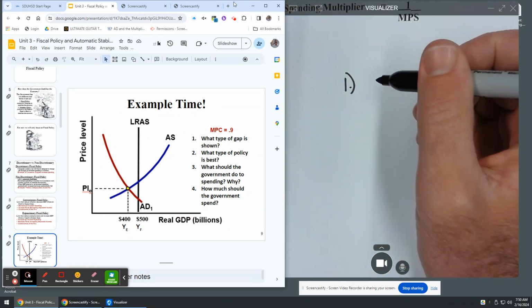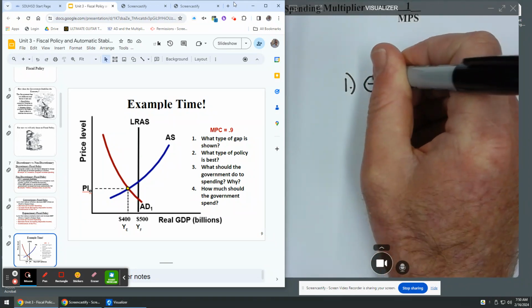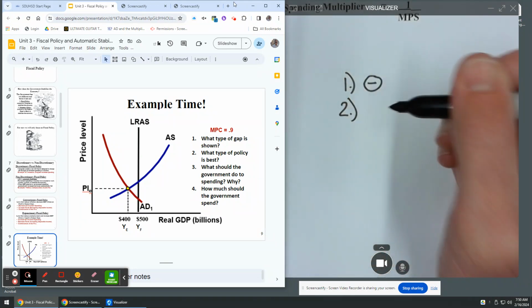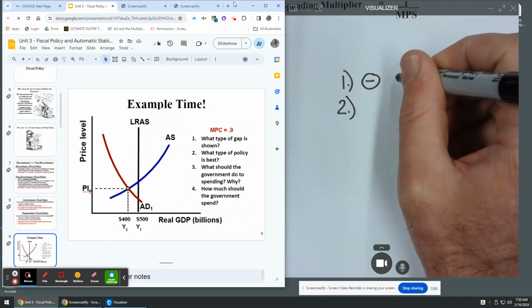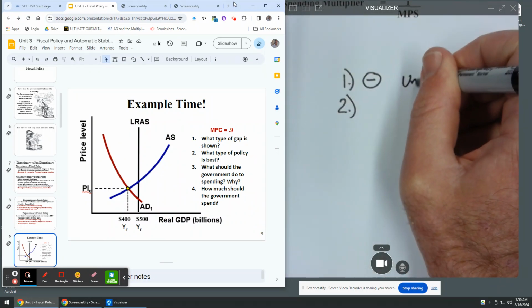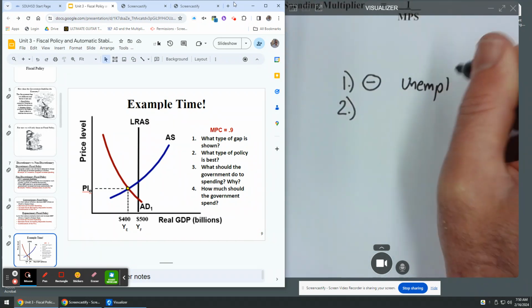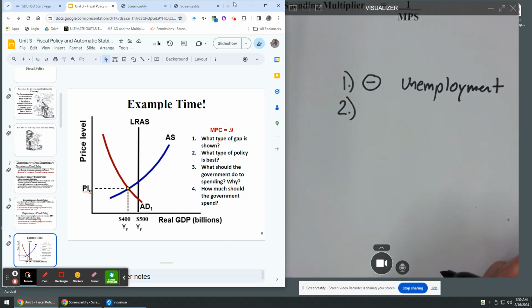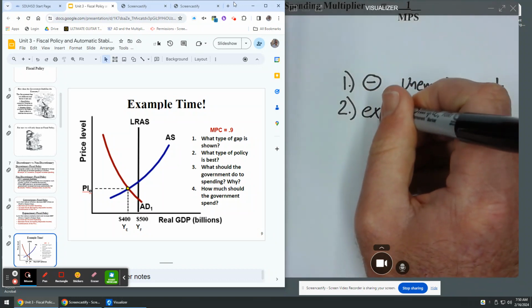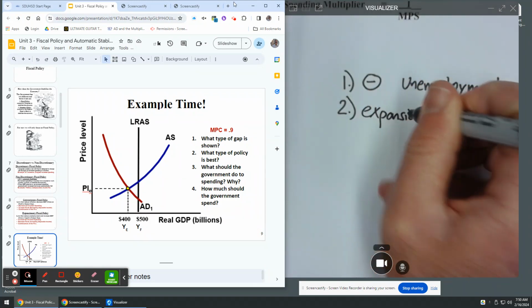So what type of gap is shown? Our first one, I'm going to say that's a negative output gap. So in my mind, now I think about what's the problem with a negative output gap. Oh boy. I've got high unemployment. So what policy is best? If I want to fix this economy, I need to expand my GDP to bring it back to full employment output. So I need an expansionary fiscal policy.